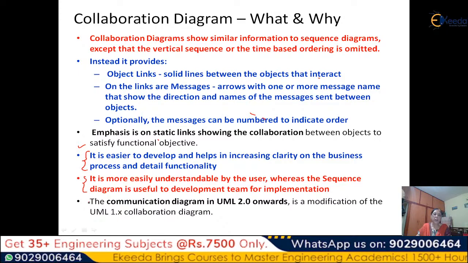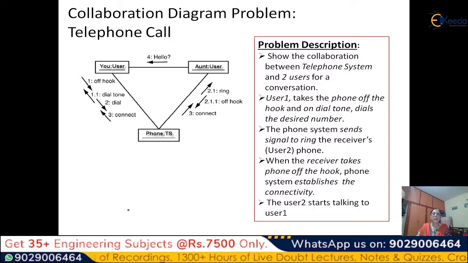In UML 2.0 onwards, the collaboration diagram has been discontinued. It is now termed the communication diagram. It's in a slightly different form, but earlier it used to be the collaboration diagram. So if you see, this problem description is like this. There is a telephone system, or you can call it an exchange.